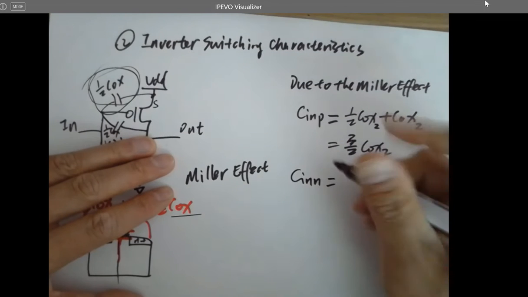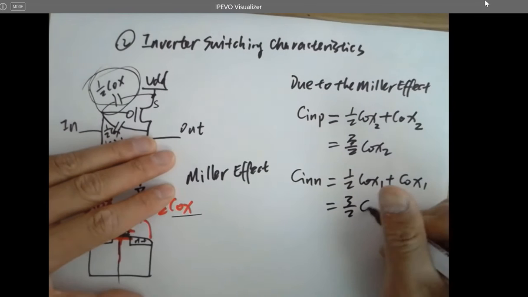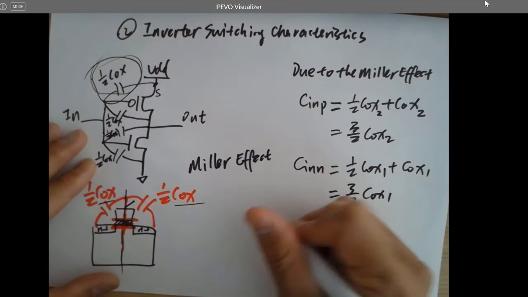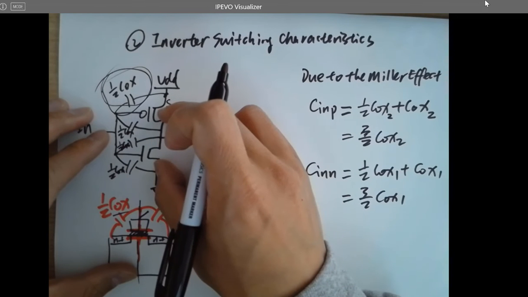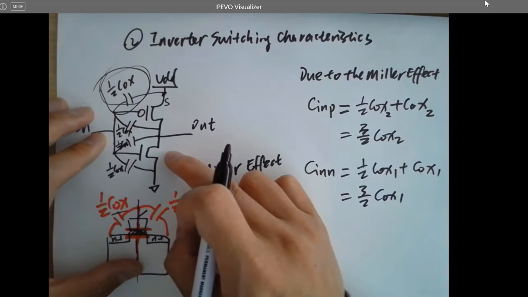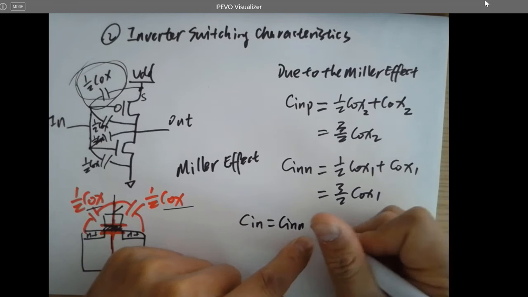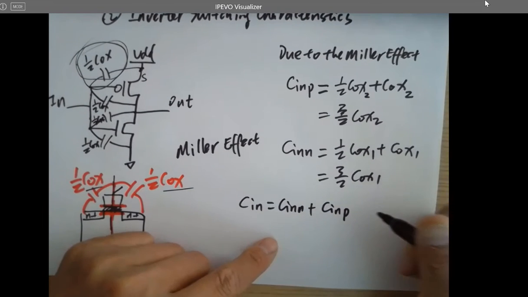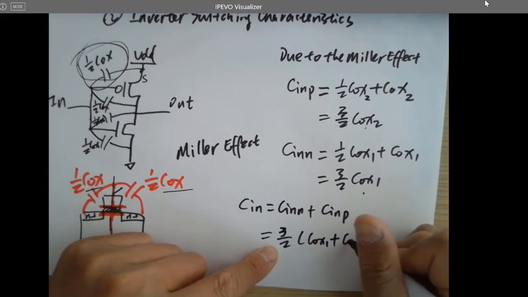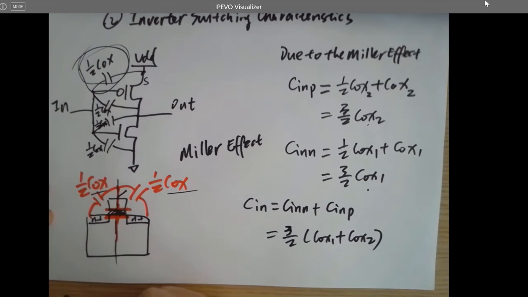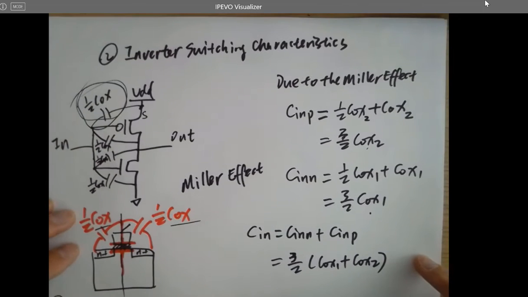And the input capacitance of the NMOS: COX1 is the COX of the NMOS, so it is three-halves COX1. So the total Cin, looking into the input, where both the NMOS and PMOS are being switched on and off, is an effective Cin overall, which is CINN, the input capacitance of the NMOS, plus CINP, which will be this one plus this one: three-halves of COX1 plus COX2. That's the overall Cin looking into the input.